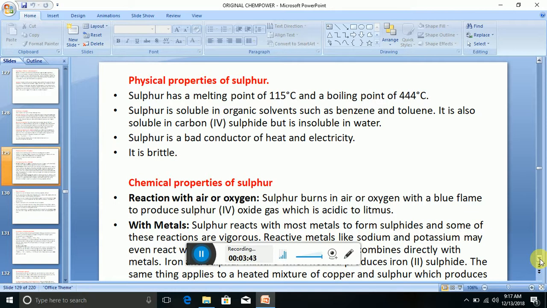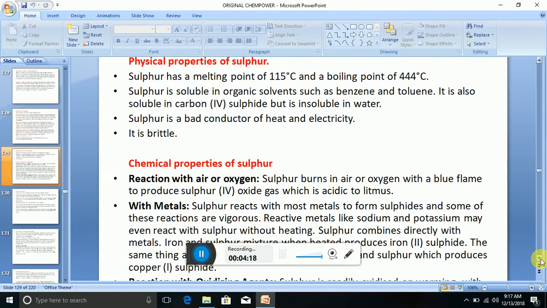Sulfur has a melting point of 115 degrees Celsius and a boiling point of 444 degrees Celsius. Sulfur is soluble in organic solvents such as benzene and toluene. It is also soluble in carbon 4 sulfide, but insoluble in water. Sulfur is a bad conductor of heat and electricity. Sulfur is brittle. Let's look at the chemical properties of sulfur.